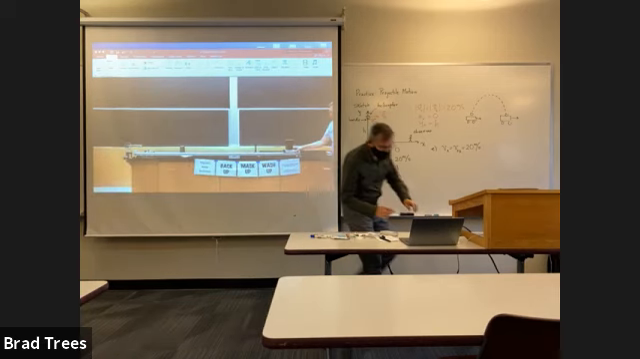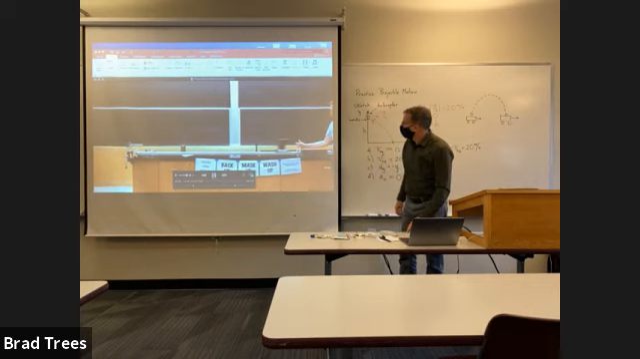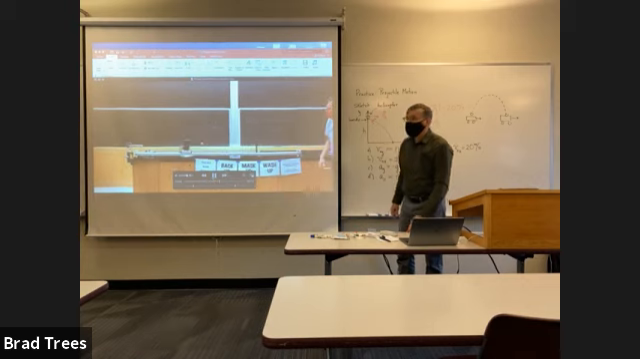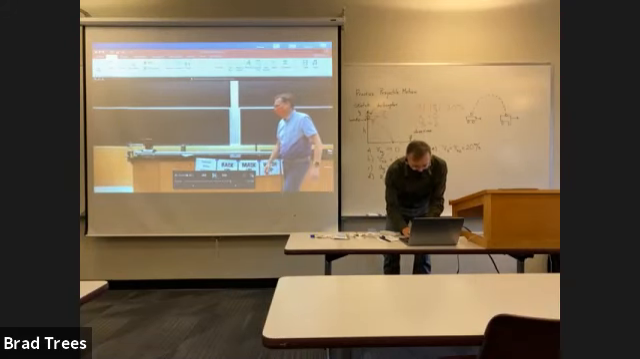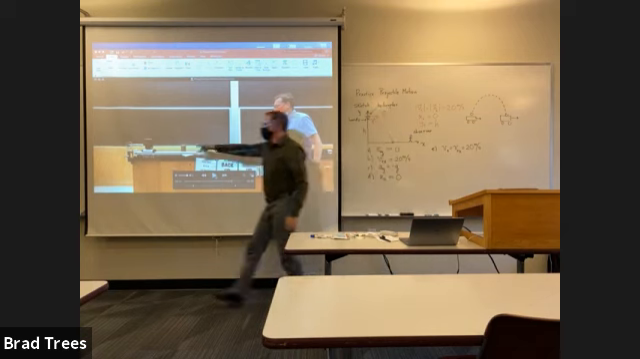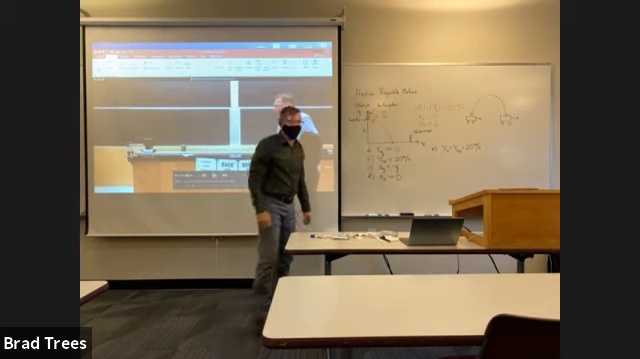Okay, so let's see if that's what happens. It's going to be in slow motion again. It lands behind, right? Because this thing was accelerating horizontally, but the ball was not, okay?